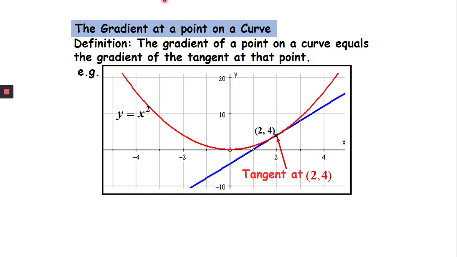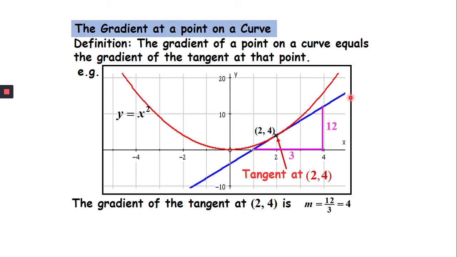So let's have a look at this point. If this is the graph y equals x squared, and we're trying to find the gradient at the point 2 along, 4 up, and we've drawn a tangent, we've worked out the rise over the run, and we've got a gradient of 4. So the gradient of the curve at the point (2, 4) is 4.